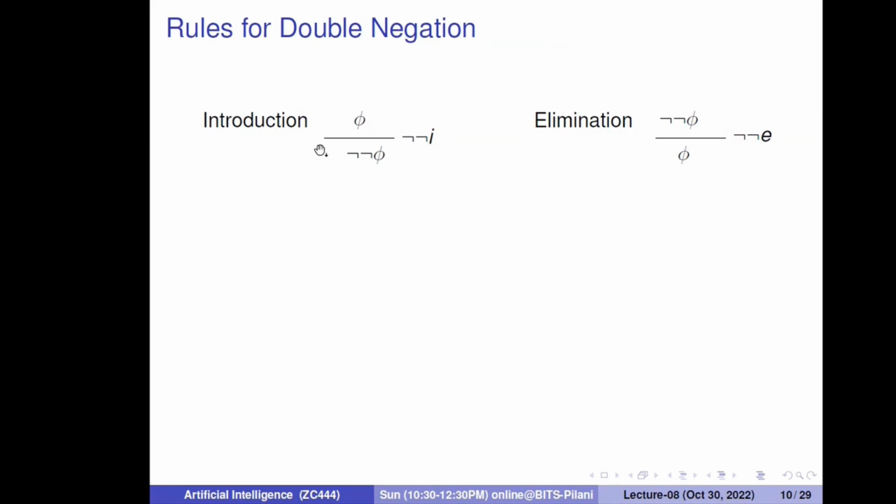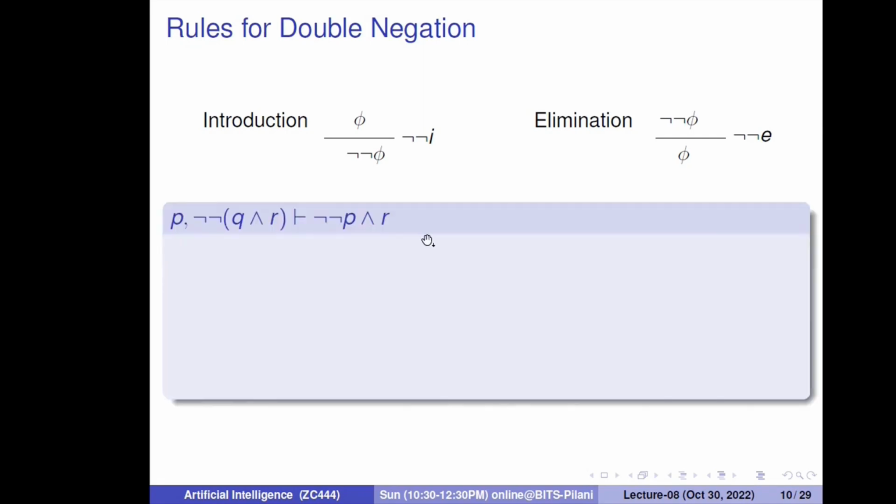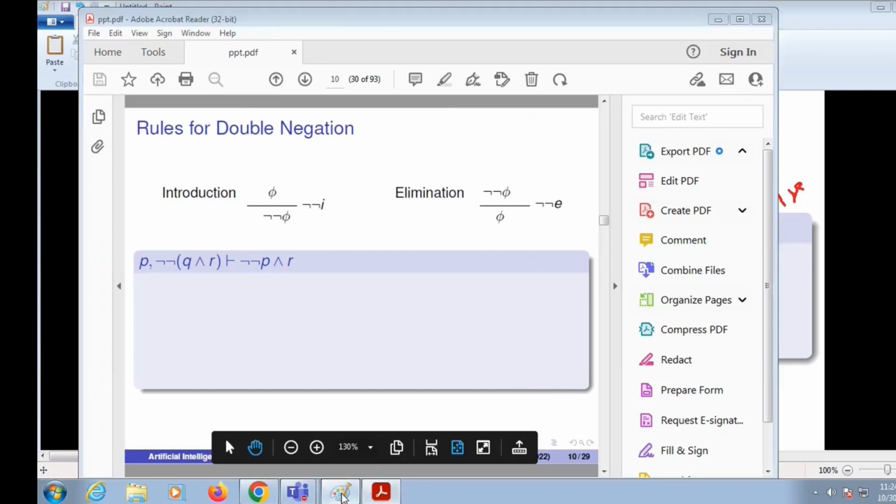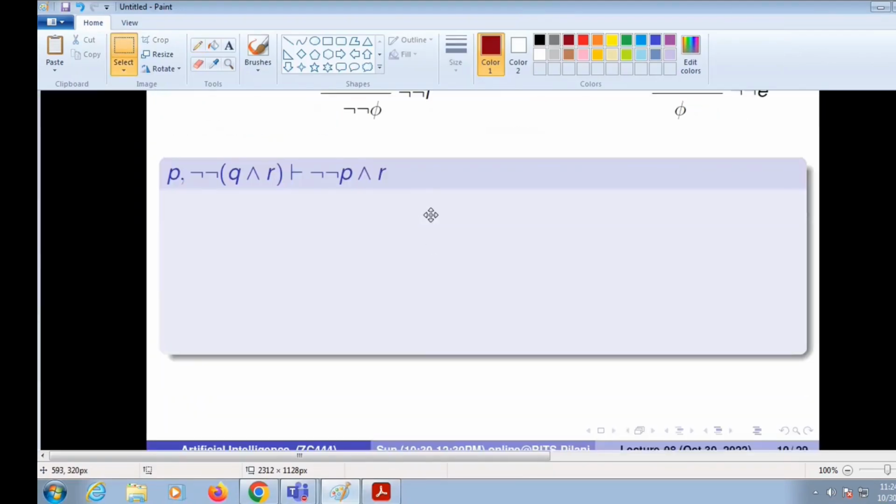It's the same way. If I have phi, I can say not not phi. If I have not not phi, I can say phi. That is double negation removal. So can you show me this thing?